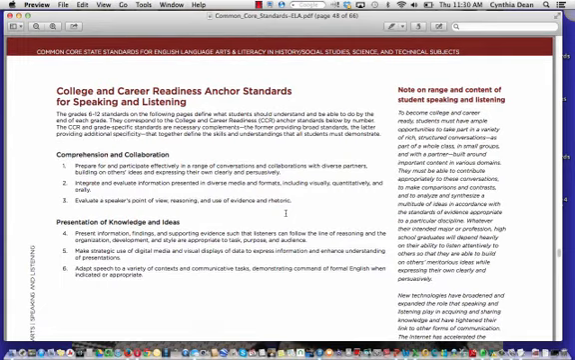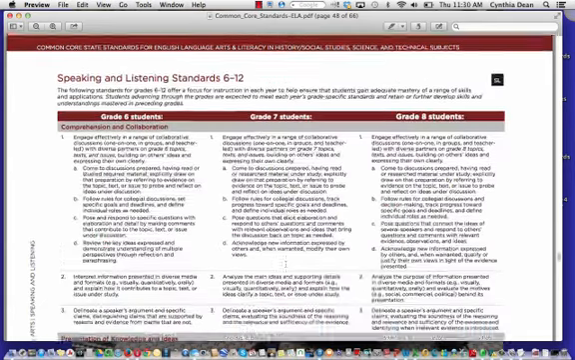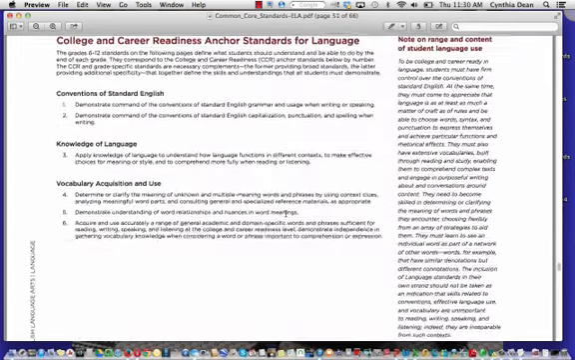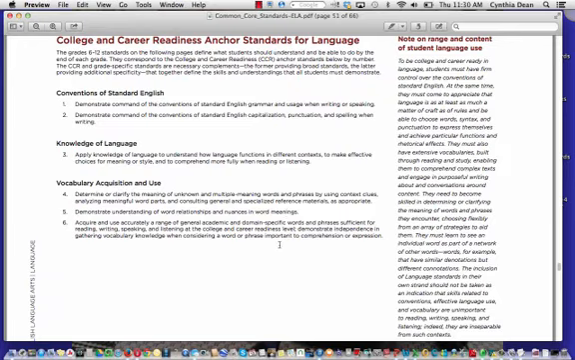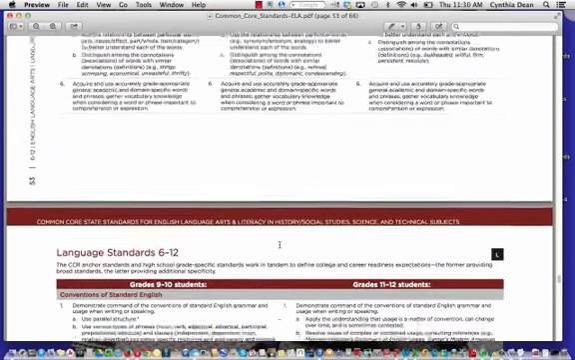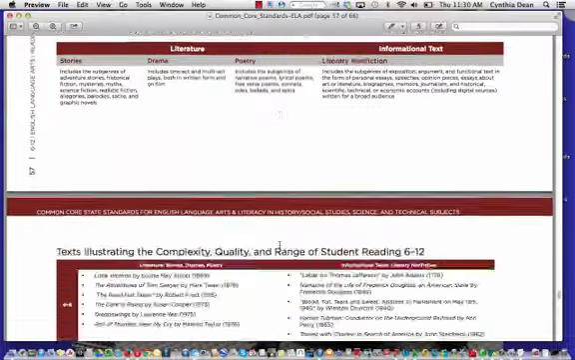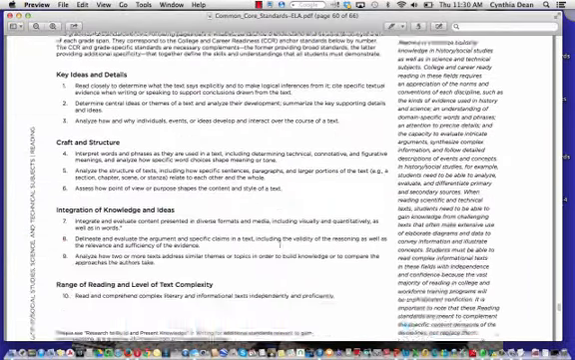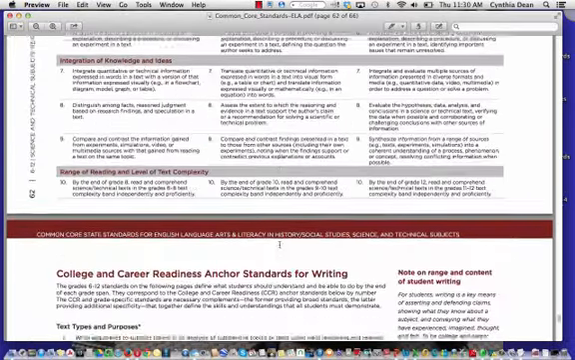Okay, speaking and listening comes next, and there are 6 anchor standards here. And then there's language, and there are 6 there as well, okay? And they're the same for high school. So we get up to high school, and we have the same anchor standards for all of these, but then we have different performance indicators.